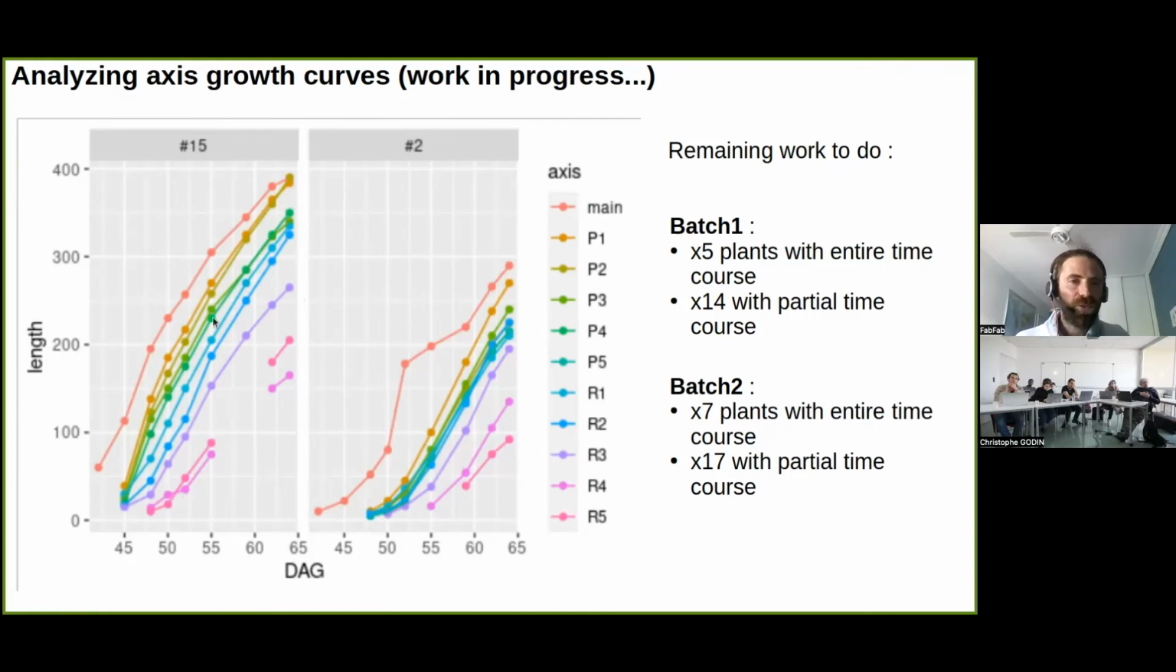But it's interesting to see that, at least from an aerial view here, the growth curves are very similar between different branches. So the growth regime. What I conclude from this is that the growth regime of the main stem and the other branches are quite equivalent. Okay.